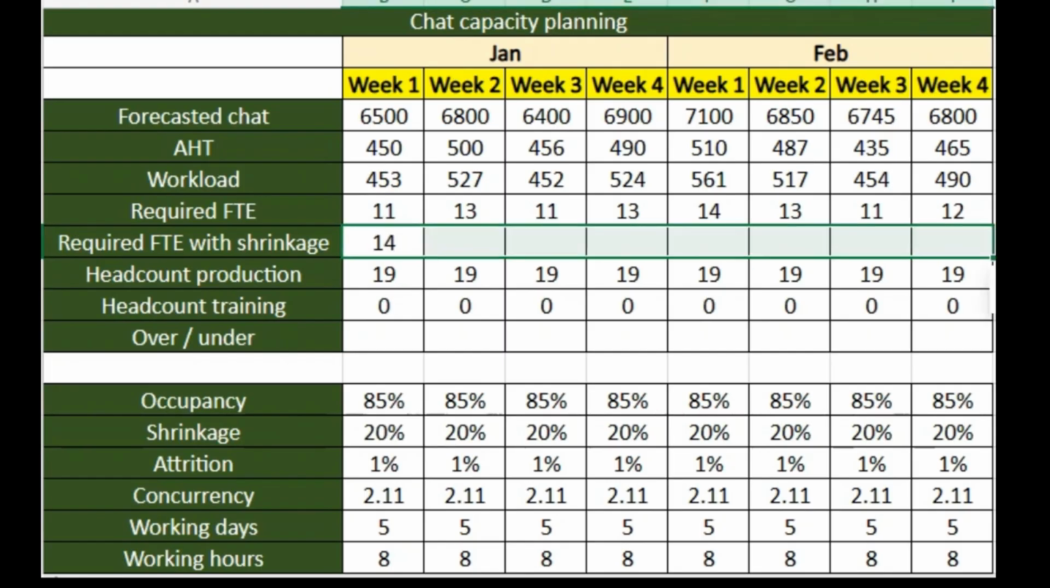So we got the required FTE with shrinkage, and now we have to find the over and under. Since the headcount production is given as 19, 19, 19, and for headcount training we do not have any agents in training, the over and under would be your headcount production 19 minus your actual FTE with shrinkage. That would be your 5. Then I simply drag it down.